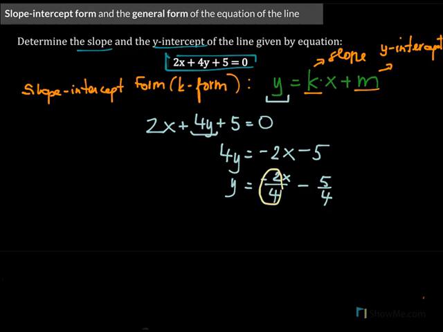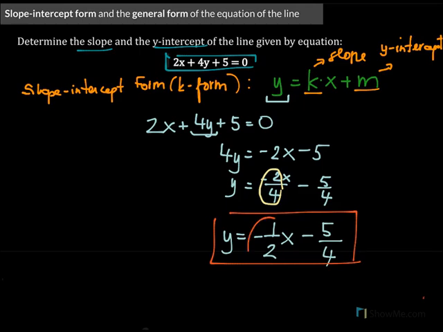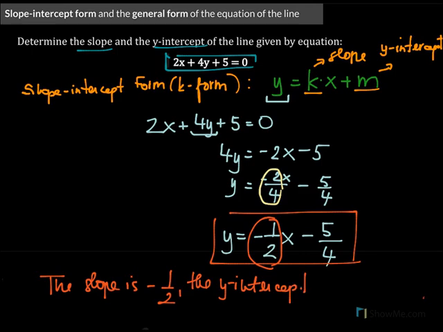Now this is my slope. I can simplify it further to y is equal to minus 1/2 x minus 5 over 4, and from here this number is my slope, so the slope is negative 1/2, and the y-intercept. And the y-intercept is the point where the line crosses the y-axis. So the y-intercept is 0 and negative 5 over 4.